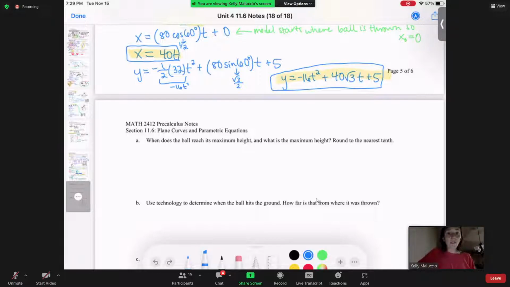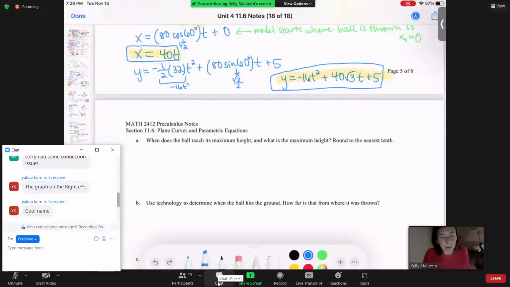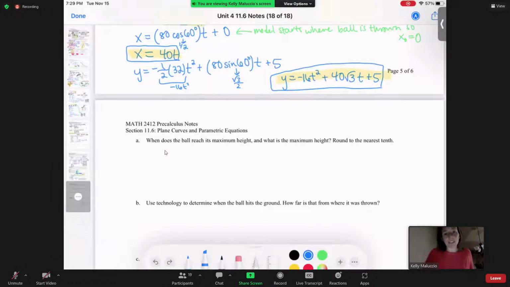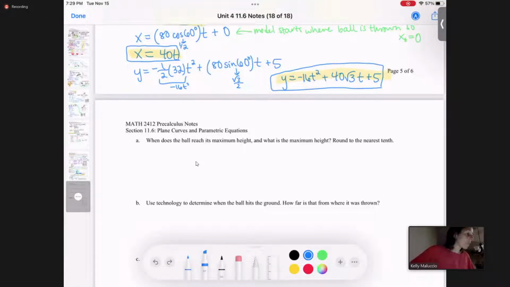Now from here, they're asking some questions. I can't remember on your test, but this to me is the more fun part. I think getting the equations is kind of crazy. So now we can say, when does the ball reach its maximum height, and what is the maximum height?